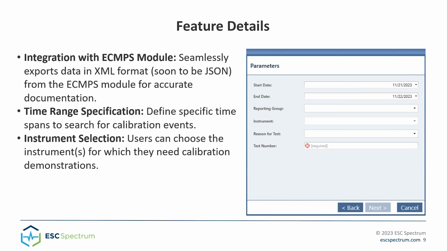So the first page has plenty of options to filter the calibrations you'll be looking at: start date, end date, reporting group, and instrument. And these reports can be exported to XML or, when required, to JSON as well. These are just filters for our next page.